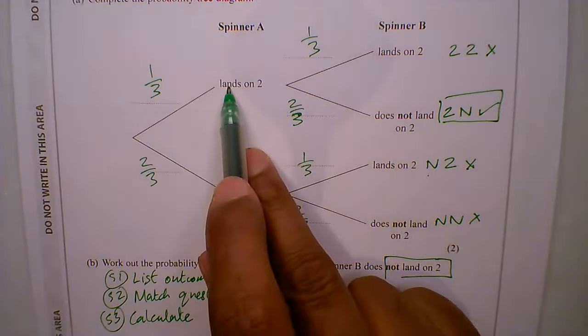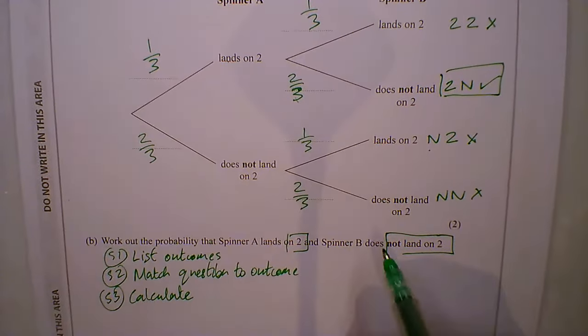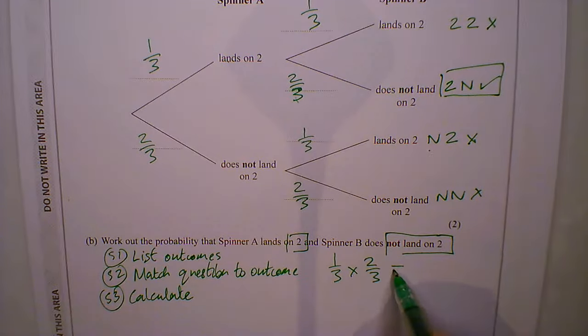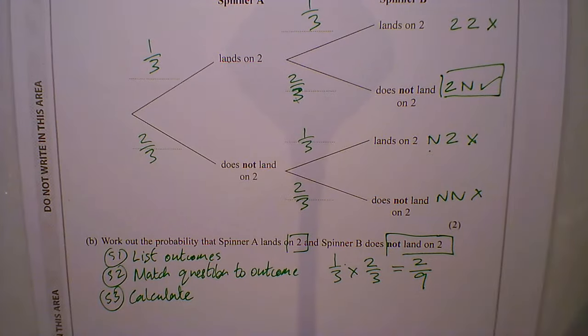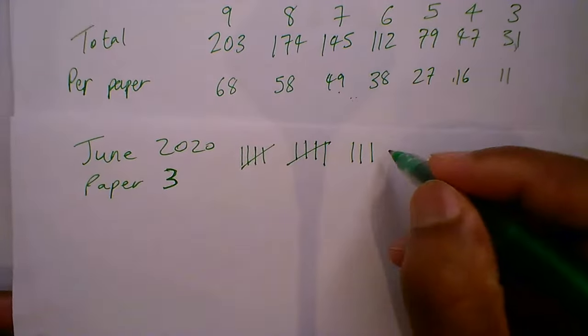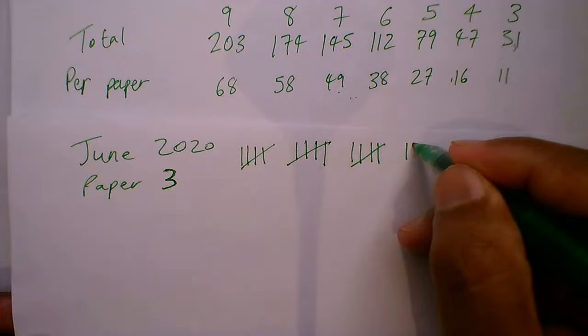So this is going to be 1/3 times by 2/3. 1 times 2 is 2, 3 times 3 is 9. So that's a nice, easy question there. All right. That's another 4 marks banked for that question. Let's add that to our tally. 1, 2, 3, 4 marks.